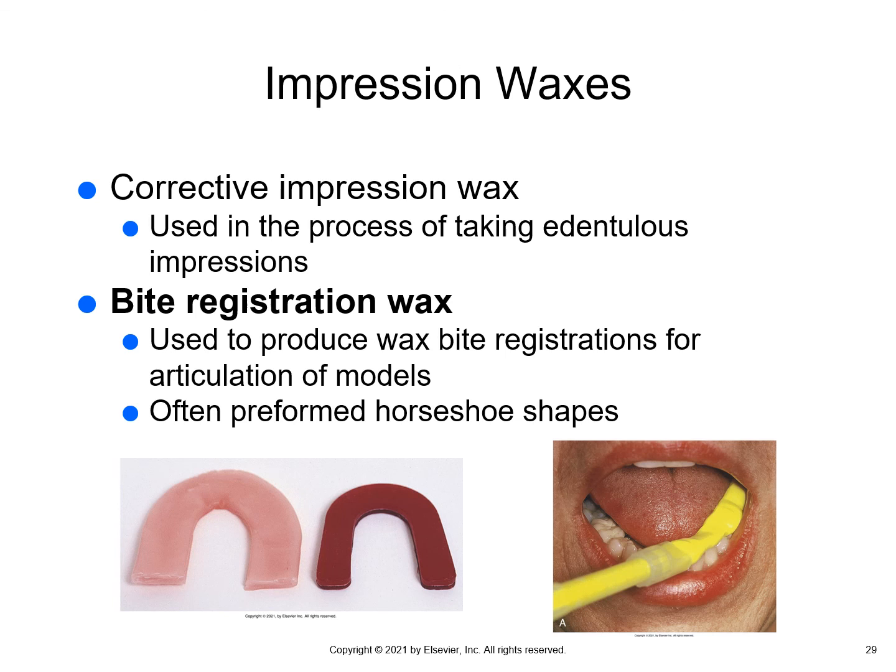Impression waxes: there's corrective impression wax, and it's used in the process of taking edentulous impressions. And then the bite registration wax is used to produce wax bite registrations for articulation of models. Many times they're these preformed wax horseshoe shapes. Now we can do bite registrations using the mixing gun. They squirt the material on the occlusal surface of the lower and just have the patient close down on that impression material.